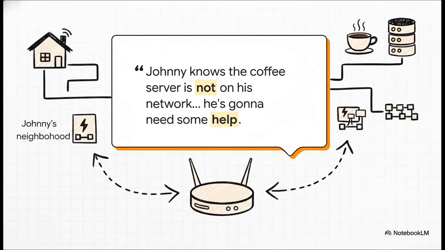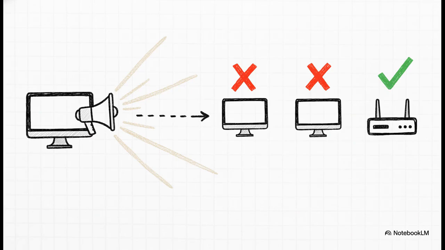As the source material puts it, Johnny knows the coffee server isn't in his neighborhood. He can't just walk over there. He's going to need some help to get to that other network. So how does he get that help? He uses that exact same ARP process we just saw. But this time, instead of shouting for Mark's MAC address, he shouts, "Hey, who has the IP address of my default gateway?" And the router is the only one on the network that raises its hand and says, "That's me," giving Johnny the specific house number he needs to send his coffee request to the right exit door.